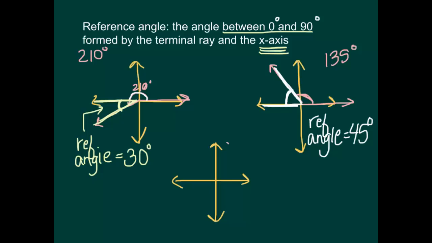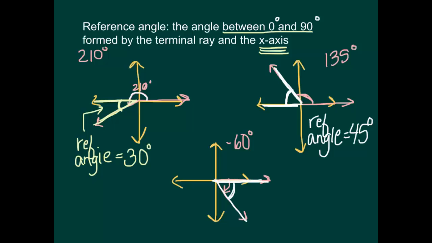What about negative 60 degrees? Let's find the reference angle for negative 60 degrees. Starting from the initial ray, it's negative, so I'm measuring clockwise, 60 degrees. So there's our sketch of our angle. And then our reference angle is the angle between the terminal ray and the x-axis. So this is our reference angle.